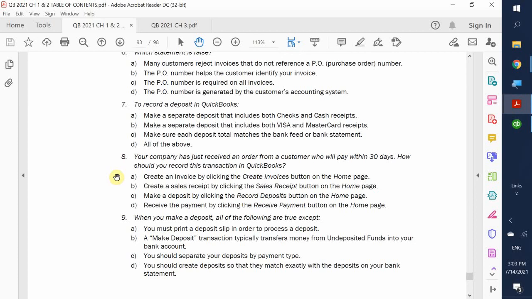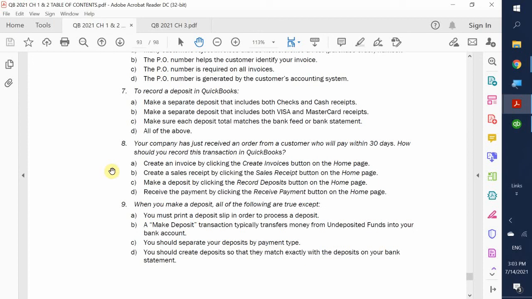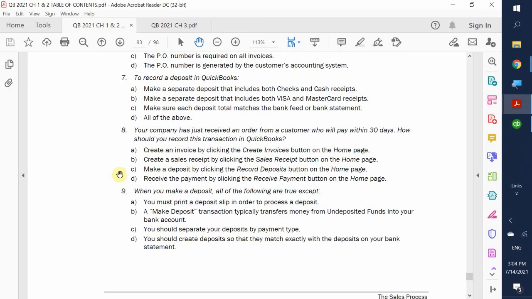So in this case, this is recording an invoice, because this customer wants service from us, but they're not going to pay us right then and there. They said they can pay us within 30 days, so it's definitely going to be after the time of sale. So you are going to be creating an invoice for this one. A sales receipt is if they pay right then and there. So B, once again, is a sales receipt, which just means they're paying right then and there.